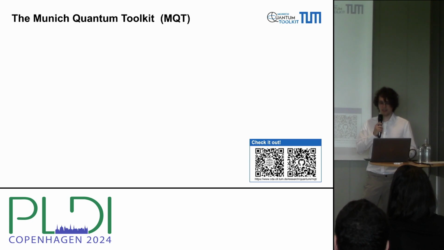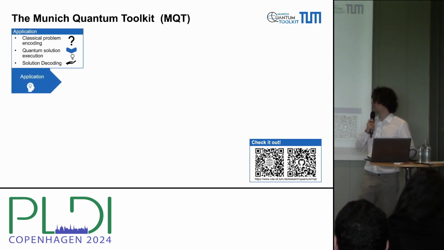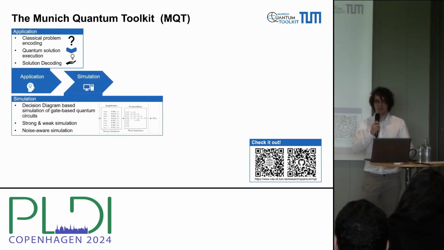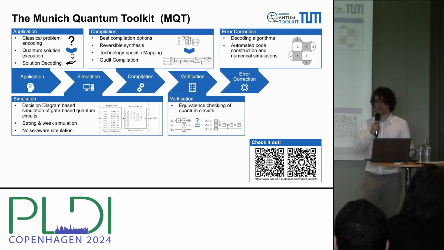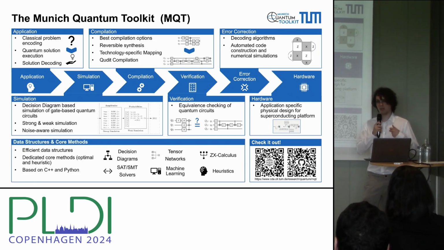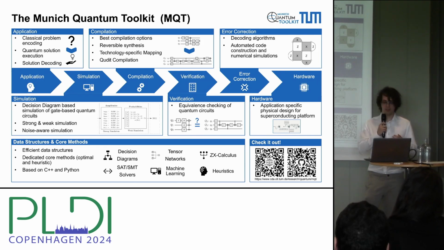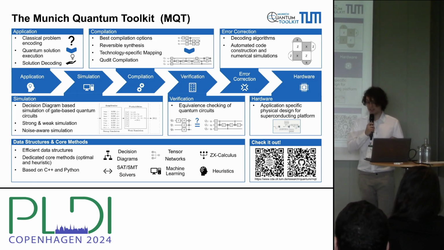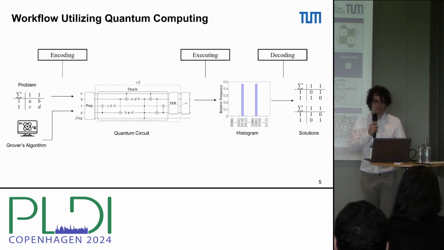In fact, for us, that includes the application layer, but it also includes layers such as simulation, compilation, verification, error correction, even some hardware design. And we have some common data structures in the background that you can use to actually represent your quantum states and stuff like that. But in this presentation, we're going to look just at the application layer, which is the layer that most end users are actually going to interact with.